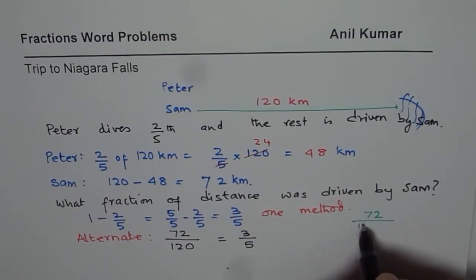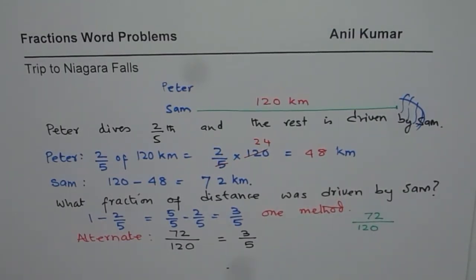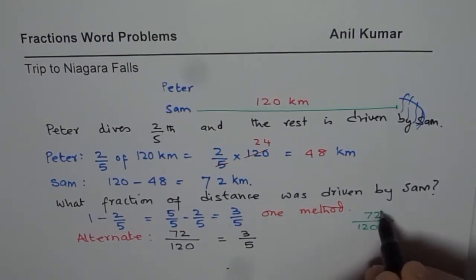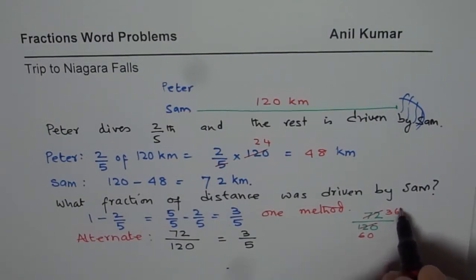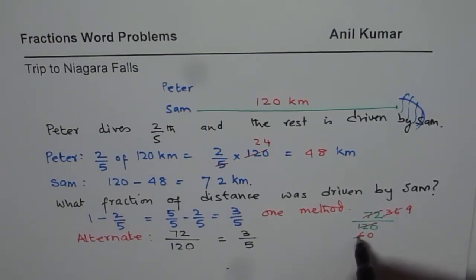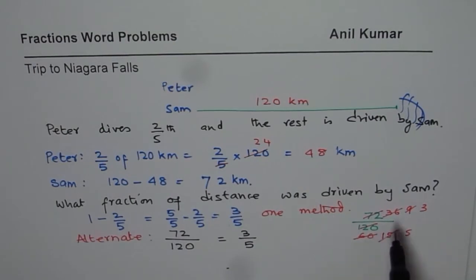72 over 120. What we can do is divide by numbers like 2, right? Let's divide both by 2. So we get 60 here, and if I divide this by 2, 36. Now both can be divided by 4. So 4 times 9 is 36, and 4 times 5 is 20, giving 9 over 15. Now you can divide them further by 3. So you get 3 over 5. Do you see that? That is called repeated division for simplifying fractions to lowest terms. So we could do it like this and get the answer in lowest terms, right?